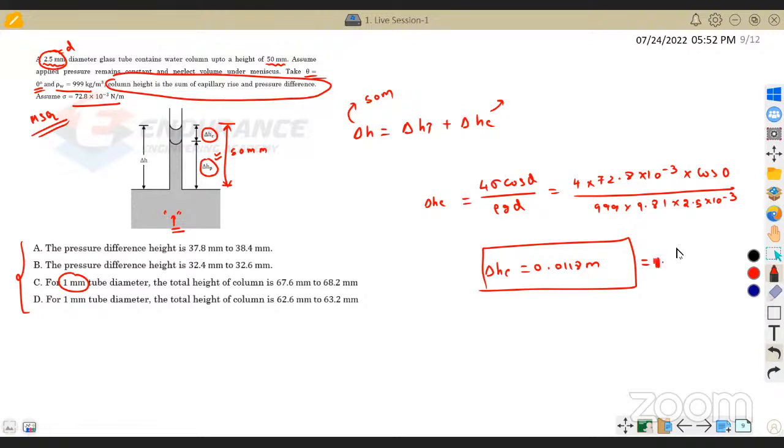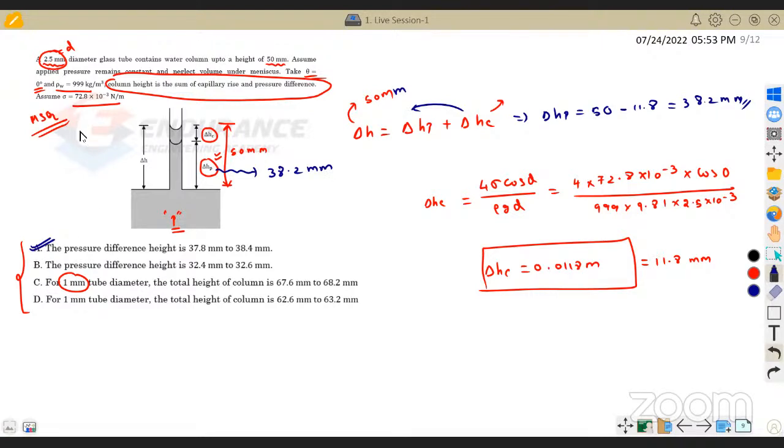It's nothing but 11.8 mm, right? Now I have this height, delta hc. Simply, I can find out delta hp. Delta hp will be equal to the total height, which is 50 mm, minus delta hc, minus 11.8, which is 38.2 mm. So when the diameter is 2.5 mm, the height due to pressure was 38.2 mm, which is option A.